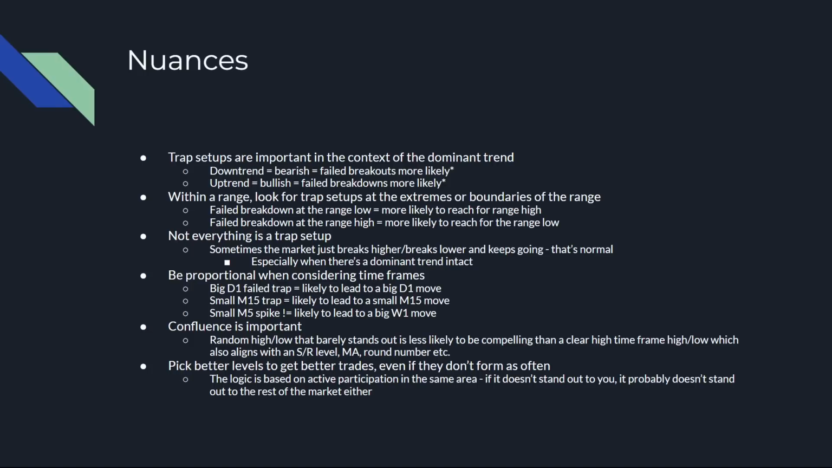Now, I call them trap setups as a catch-all term, and I would say that they are important in the context of the dominant trend. So in a downtrend, when things are bearish, you would expect failed breakouts more than failed breakdowns, because in a downtrend, it's less likely to be a failed breakdown and more likely to be a real breakdown because the trend is down and stuff is moving down. But when you see a breakout in a downtrend, you should raise your eyebrow because that's a counter trend move, and therefore, in your mind at least, you should entertain with a higher probability that the breakout is going to fail.